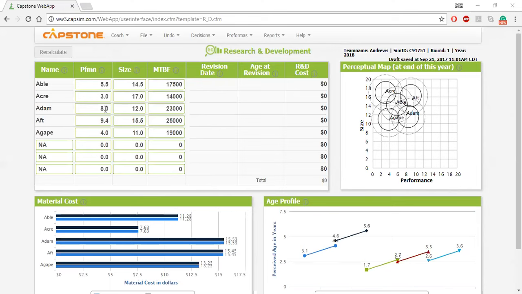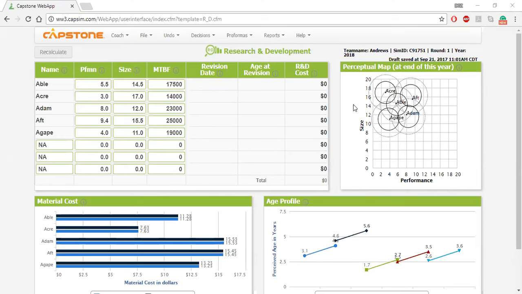In the traditional segment, the perceived age represents 47% of the buying decision. The ideal age is 2. I would also encourage you to verify that you're looking at the right segment. We see indeed this is for our ABLE product. So 47% of the buying decision is based on having the correct perceived age. Consumers want a perceived age of 2 years.